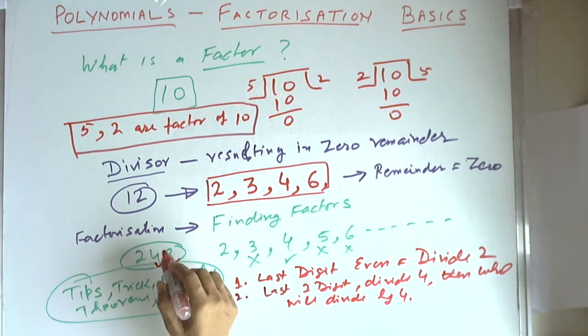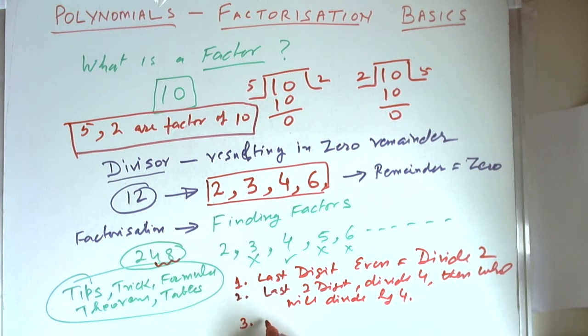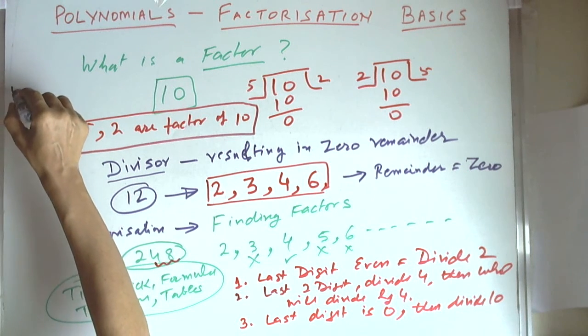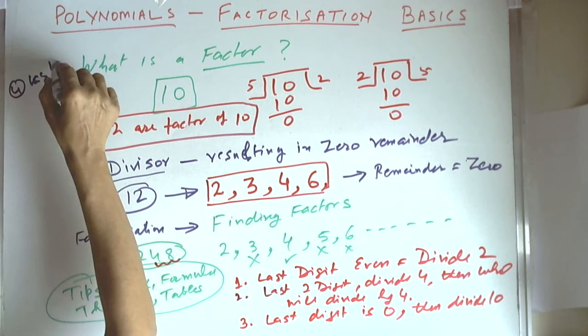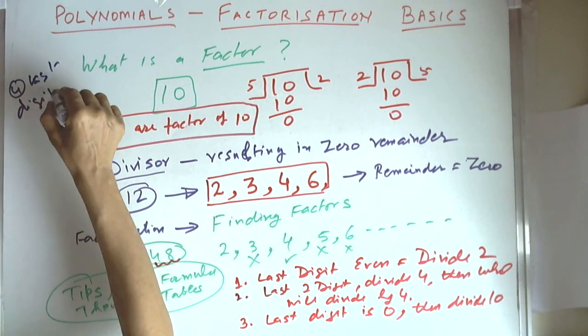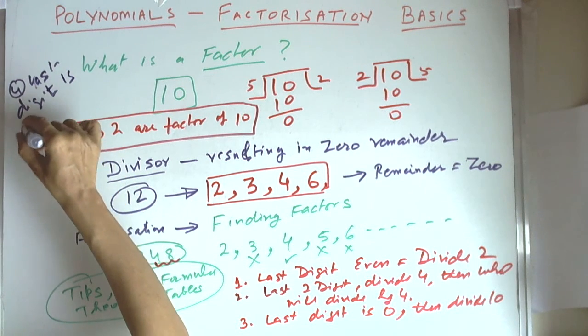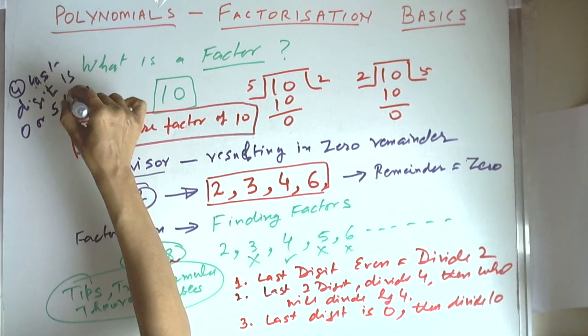And we also know that if the last digit is 0, then divide by 10. And if the last digit is 0 or 5, then it will divide by 5.